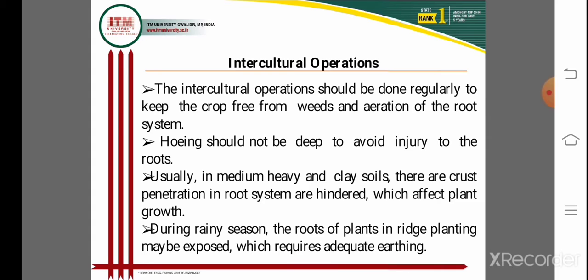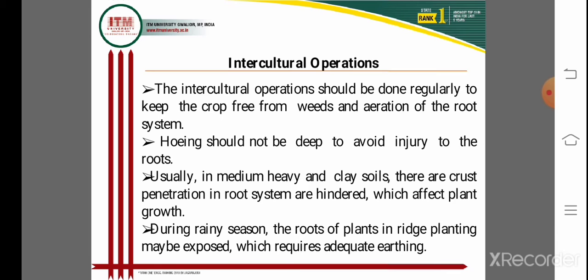Hoeing should not be deep, to avoid injuries to the roots. It's very important for the root zone to have availability of air, so deep hoeing is not suitable for the plants. Usually in medium heavy and clay soils, crust formation and penetration in the root system affects plant growth, so it's very important.